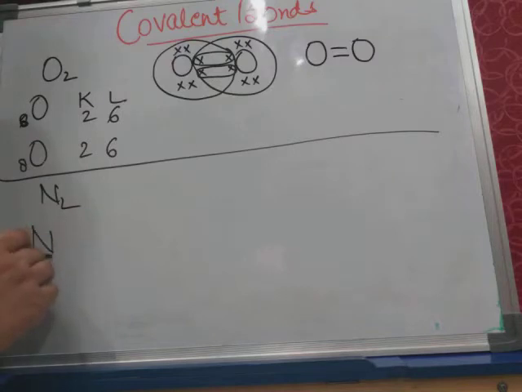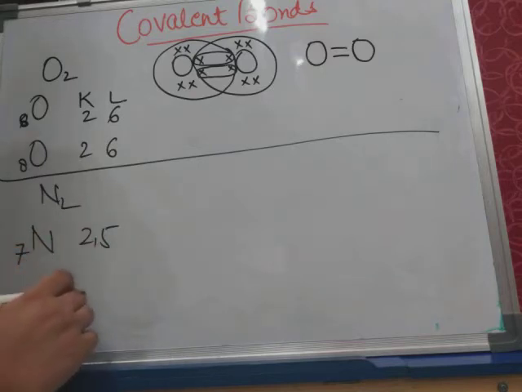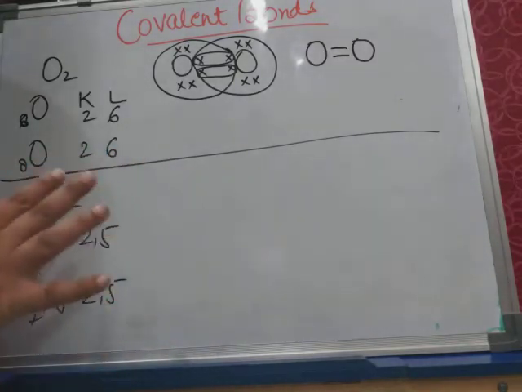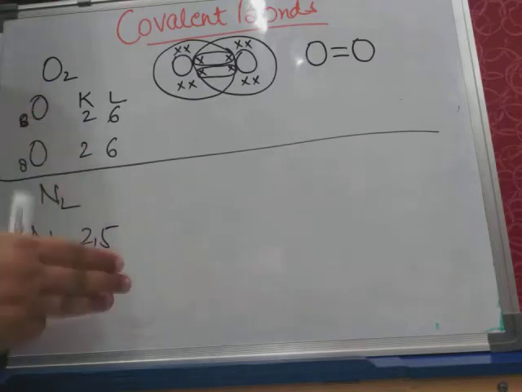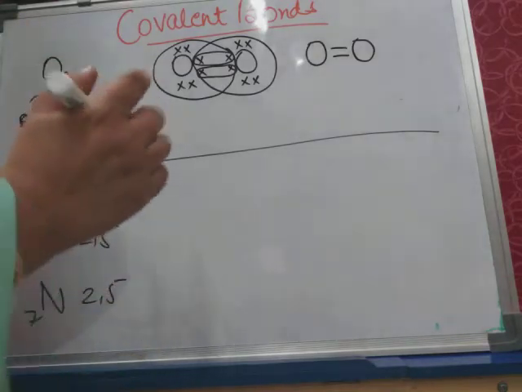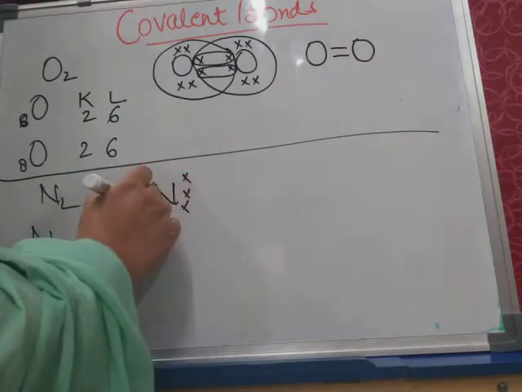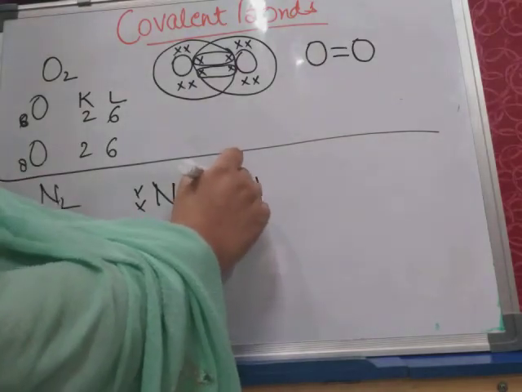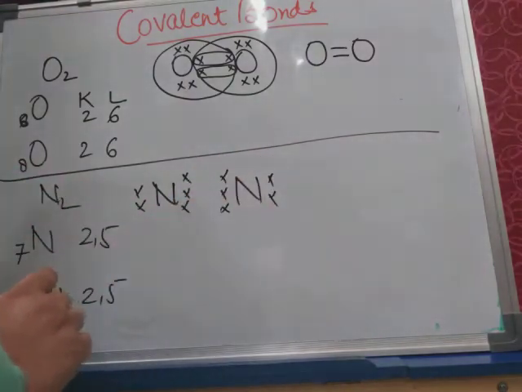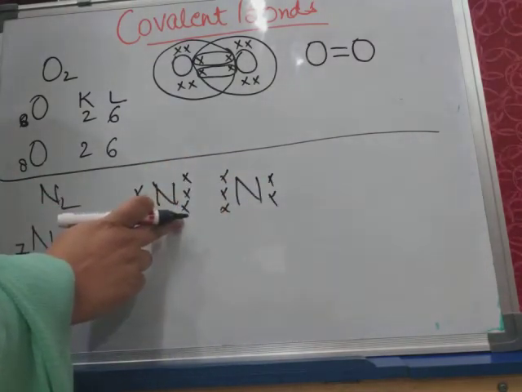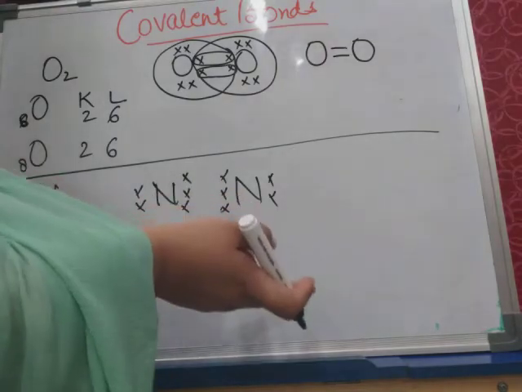Similarly, if we take the example of nitrogen, N2. Nitrogen atom has atomic number 7. Electronic configuration will be 2, 5. Since two nitrogen atoms are there, both of them will have 2, 5 electronic configuration. If 5 valence electrons are there, it means they both will be needing 3 valence electrons each to complete their octet. So this nitrogen atom has 1 2 3 4 5 valence electrons, and this also has 1 2 3 4 5 valence electrons. If it gains 3 more, it will attain stability. If this also gains 3 more, it will also attain stability.